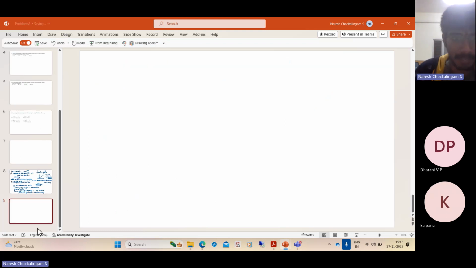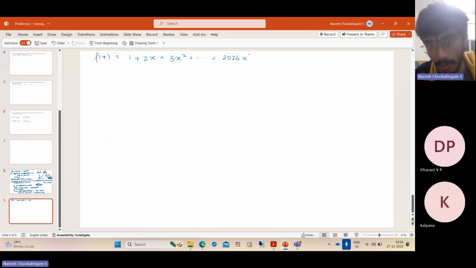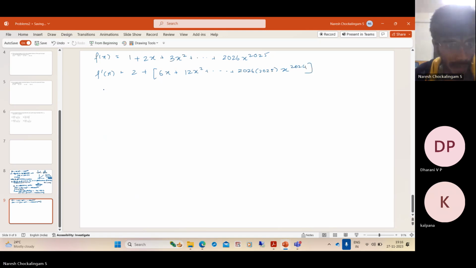so let me go to the next page. So you have f of x as 1 plus 2x plus 3x square up to 2026 x power 2025. And f dash of x is 2 plus 6x plus 12x square and so on up to 2026 into 2025 x power 2024. Now, if we look at negative x, when x is less than 0, what happens? Leave the derivative for now. Right now, it's not useful.